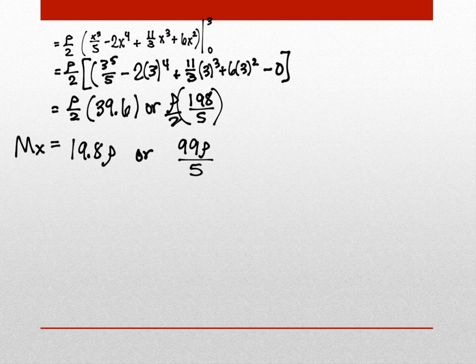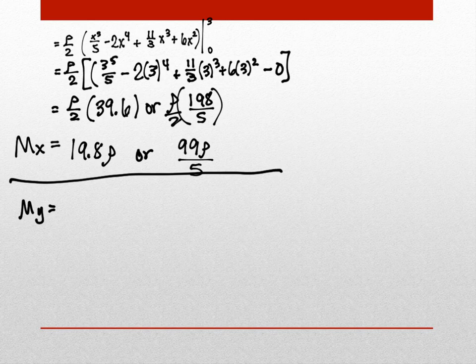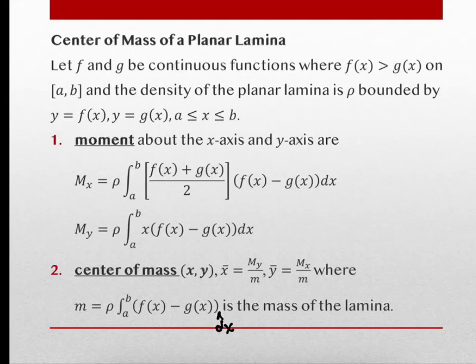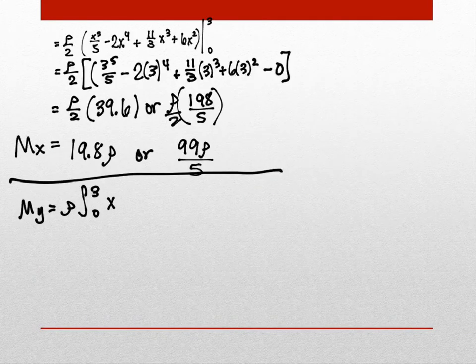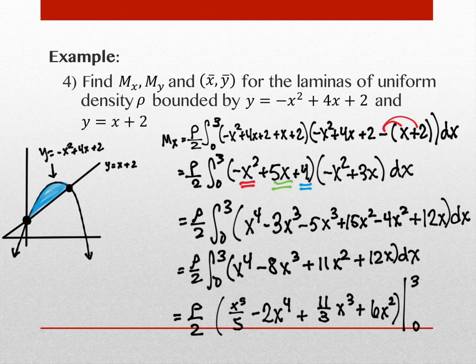Let's do m sub y. So m sub y is a little bit shorter than the last one. It's rho times the integral. Still 0 to 3, so we get all of that. We don't have to work for it again. And then it's x times f of x minus g of x. And if you wish to find f of x minus g of x, you may, but we've done it already. It was right here, and it reduced to this.